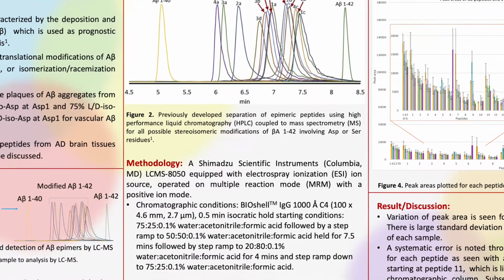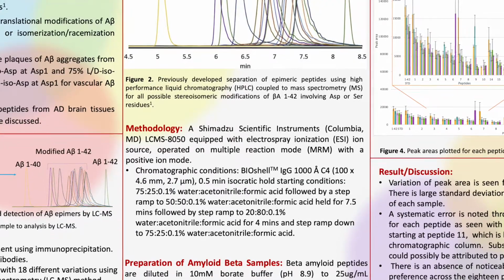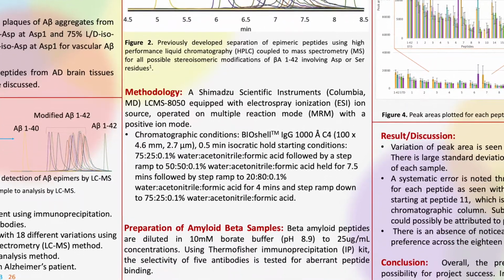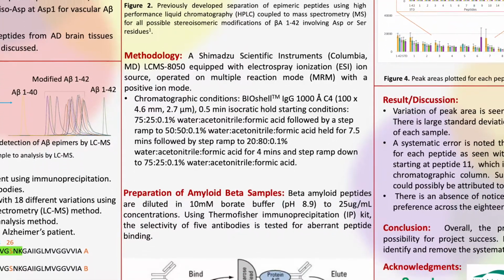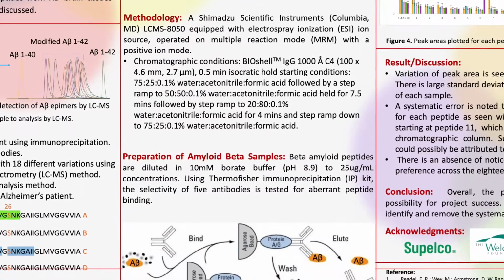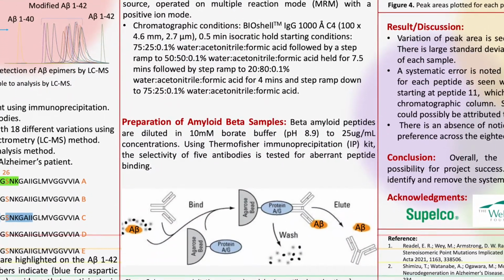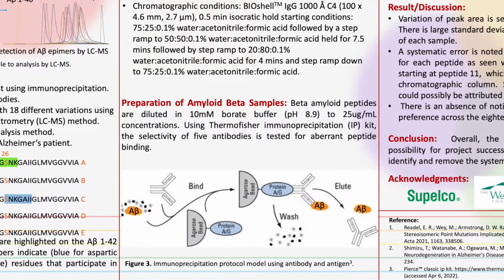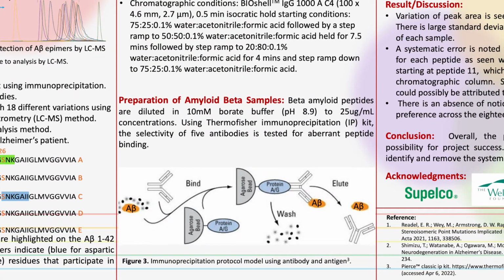We're currently working with standard peptides. To prepare them, we will be diluting the peptides to 25 microgram per milliliter using 10 millimolar borate buffer. Here I'm showing the immunoprecipitation process that the samples will be going through. You would start out with your antigen, your amyloid beta, surrounded by a matrix, in which you would add your antibody. Next, agarose beads would be added.